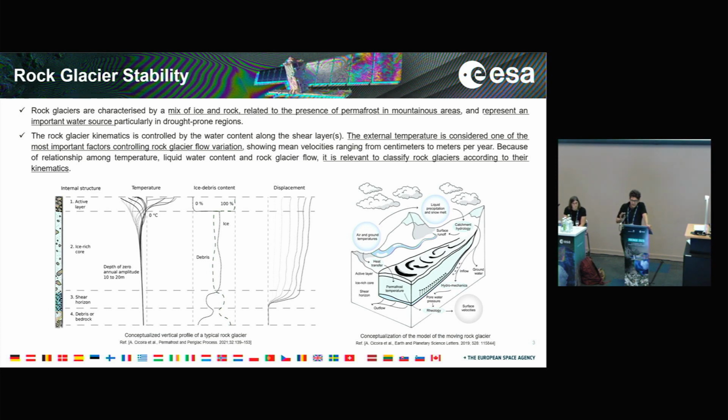So rock glaciers are basically a mix of ice and rock, and they represent an important water source, particularly in this period of climate change, and so in drought-prone regions. And basically, the flow depends on the water content in the layers underground, and temperature is considered one of the main factors triggering and controlling this displacement. So it is quite important to monitor and measure the displacement along time, so the evolution of kinematics, and try to correlate with the temperature variation, especially in relation to the ongoing temperature rise.